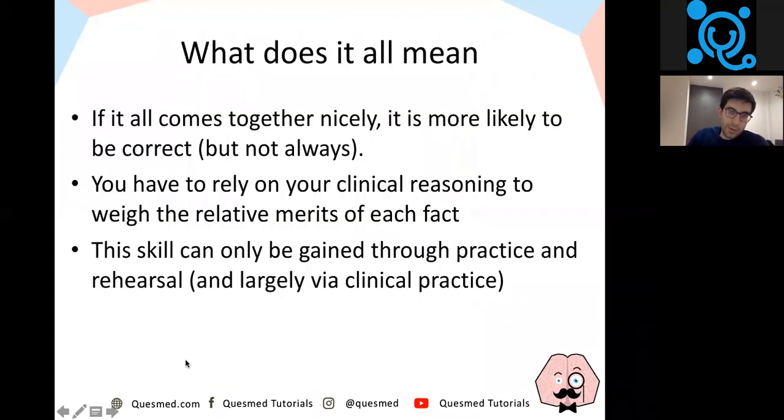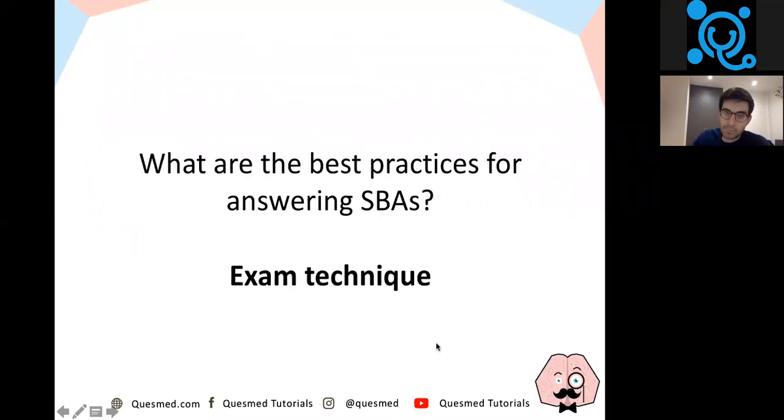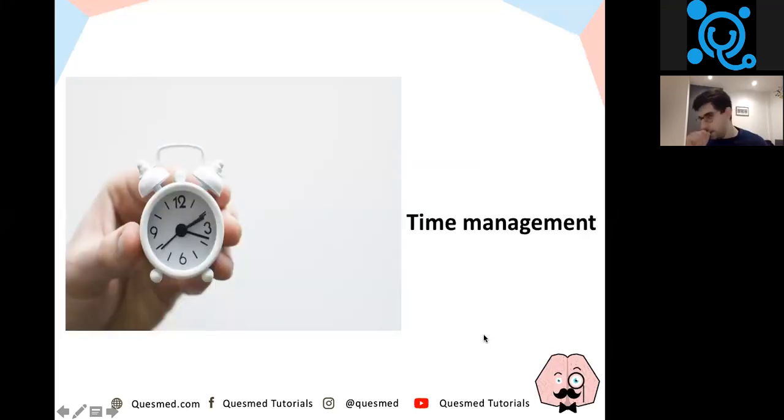Okay, so basically with all that in mind, in terms of this section, if it all comes together nicely, more likely to be correct, but really you need to rely on your own clinical reasoning and practice, and largely clinical practice alongside questions and things like that. So talking a bit more about exam technique, I think there's only two bits that I wanted to mention in this section, which are important. This is probably the biggest thing, time management, because if you don't manage your time well, you will probably struggle in the actual exam. So goes without saying.